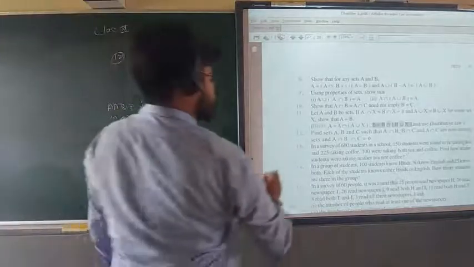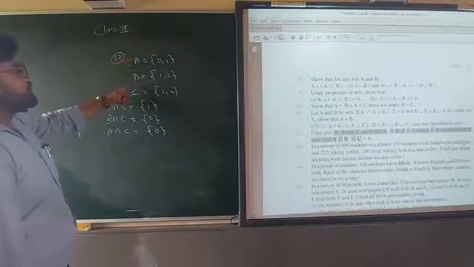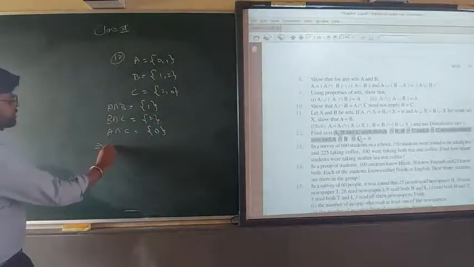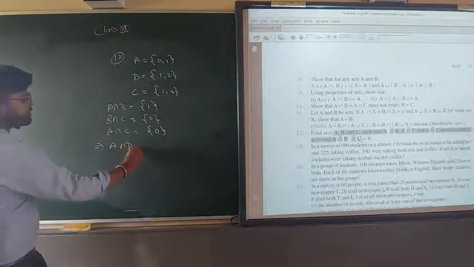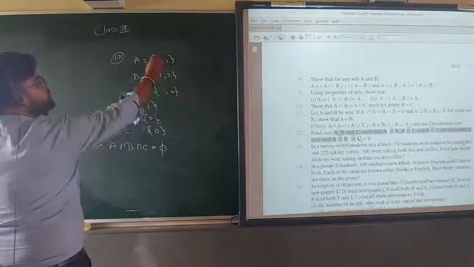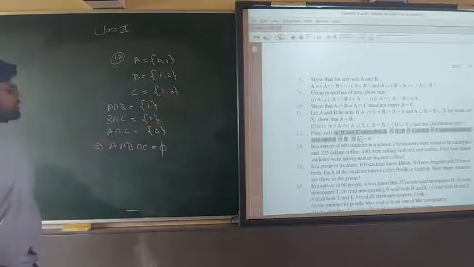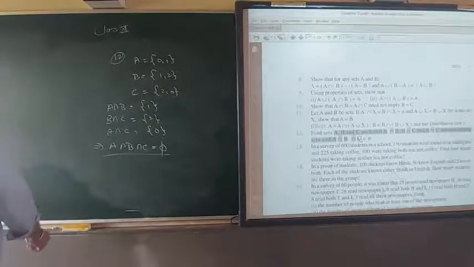Then show that the set A intersection B intersection C will be 5, the empty set. Means what is common in all the 3 sets? If you see, nothing is common. 0 is here, but not here. 1 is here and here, but 1 is not there. So nothing is common. This I proved here.